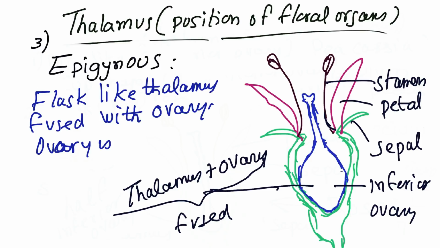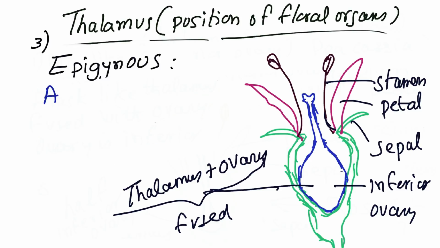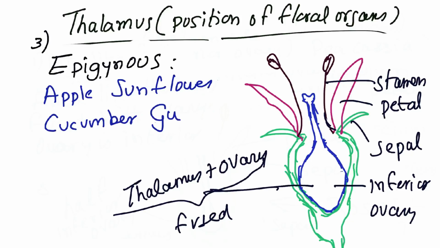And naturally, obviously the ovary is inferior. So that's quite clear. In this last division, that is epigynous, the ovary is inferior. The famous examples are apple, sunflower, cucumber, and guava. So this is the last division of this particular kind of thalamus.